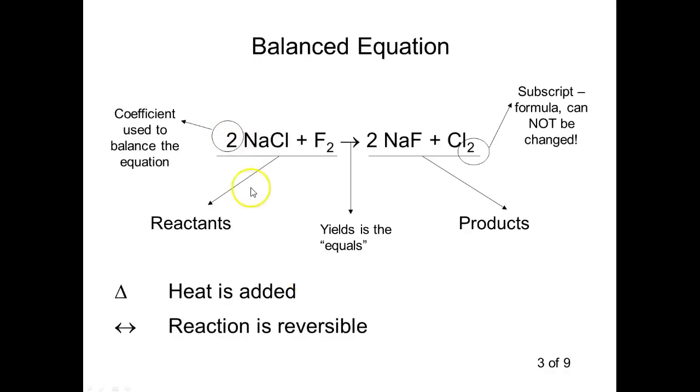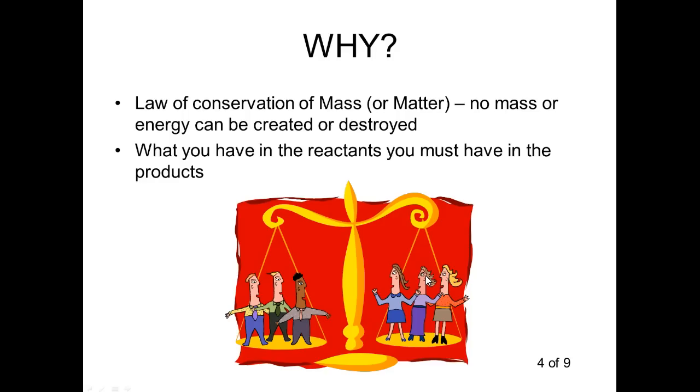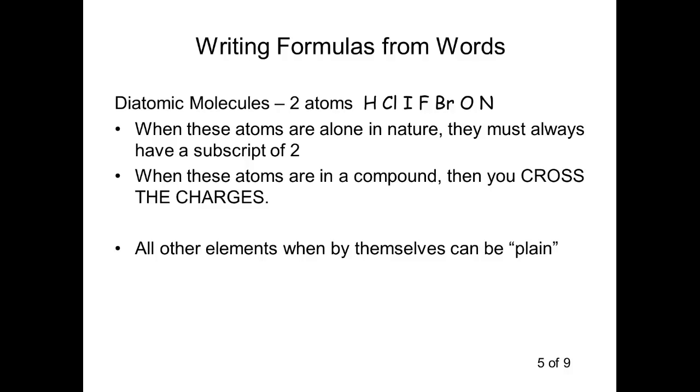So if we look at this equation, we see that we have 2 Na here, and over here we have 2 Na, and we have 2 Cl because this coefficient distributes to all the parts of the NaCl. So we have 2 Cl, and on the right we have 2 Cl. We have 2 Fs, and here again this 2 distributes to the Na and the F, so you have 2 F. So this one is considered balanced. Again, we're following the law of conservation of mass, meaning no mass or energy can be created or destroyed. So what you have in the reactants, you must have in the products. Whatever substances you have on the left, you have to have the same quantity on the right.